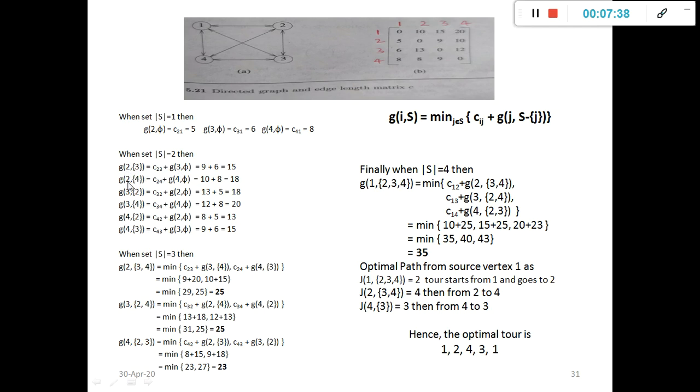Similarly, you will get another value when the traveling salesperson visits from 2 to 4, that is the cost of 2 to 4 plus the cost of 4 to 1. The cost of 2 to 4 from this table is 10, plus the cost of 4 to 1, which is 8, equal to 18. Similarly, calculate the cost value for 3 to 2, 3 to 4, 4 to 2 and 4 to 3 by applying this simple formula. This you have to consider when the set size is equal to 2.